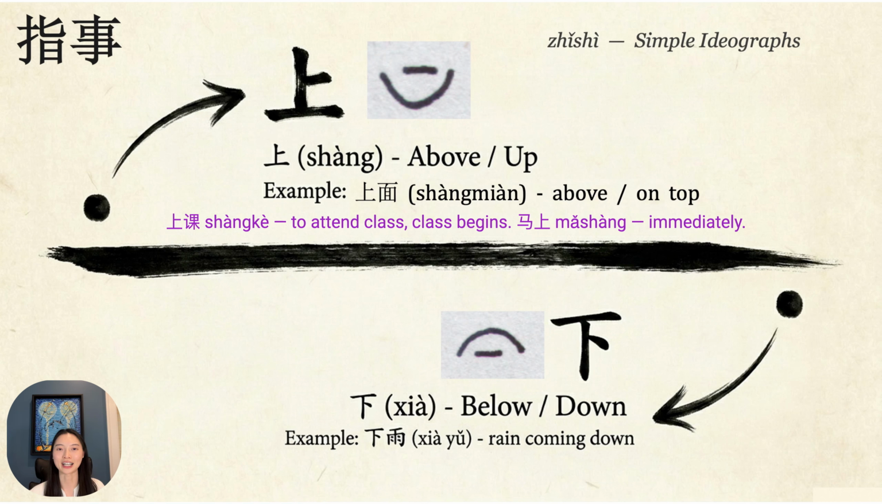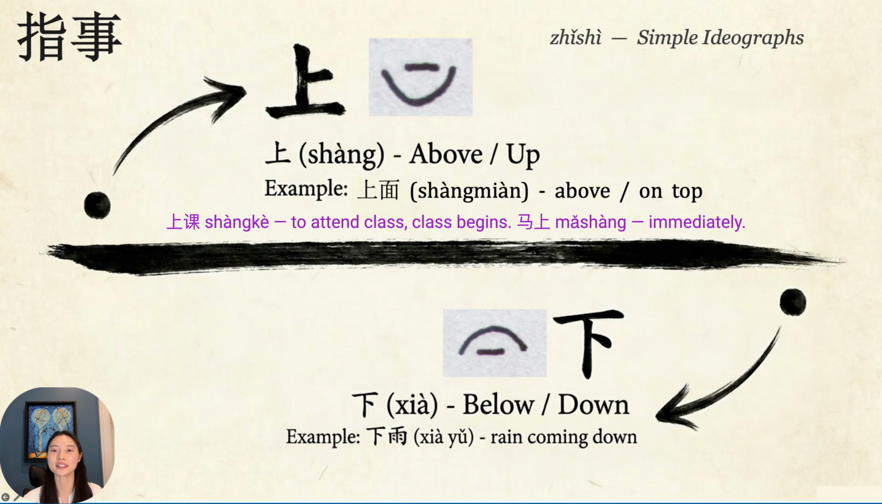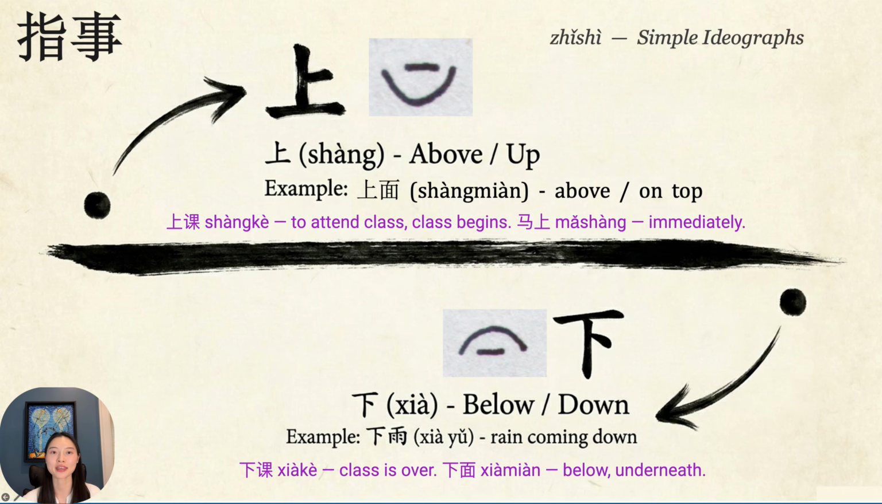下, below, down. 下 is the perfect mirror of 上. It means below, down, or under. In oracle bone script, 下 was a short mark placed below the baseline. Same logic, opposite direction. The mark below the line says, this is where down is. 下课, class is over. 下面, below, underneath. 下雨, it's raining. These two characters, 上 and 下, are a perfect example of how 指示字 works. You take something that can be drawn directly and you point at it with a mark.